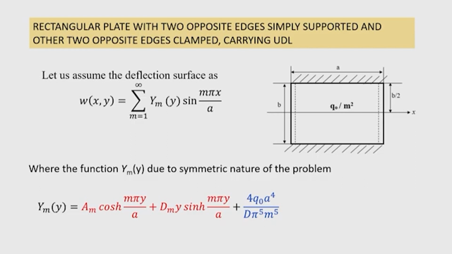Now, due to fixity, the slope will be 0 along the y axis. So, this del w by del y will be 0, that means d capital Y m divided by dy equals 0, and because of the clamped condition the w is also 0, that is Y m is also 0.